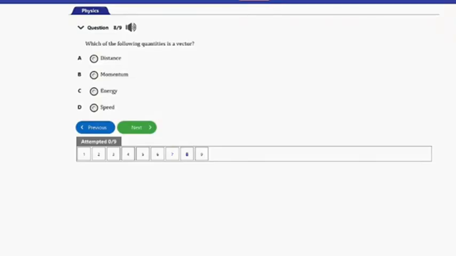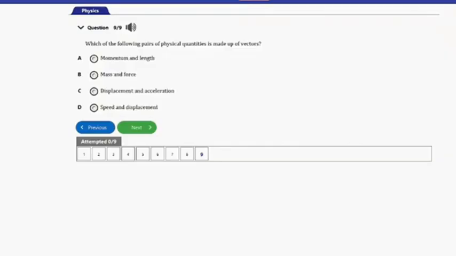Alright, so the next question here is question number 8. It says, which of the following quantities is a vector? We have A, distance, B, momentum, C, energy, D, speed. So guys, obviously the answer to this question is option B, momentum. So let's go ahead and check out the next and last question, guys.